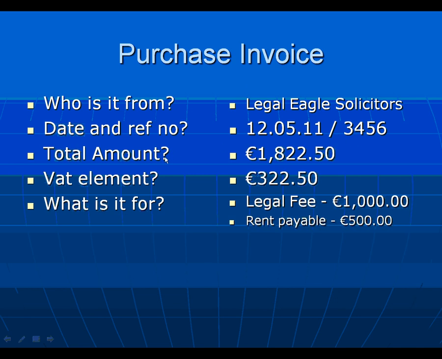We then establish the total amount of the bill or the purchase invoice, and we will arrive at a figure of 1822.50. What is the VAT element? In this case, the total VAT on the document is 322.50. And finally, what is the purchase invoice for? And we will go with the expense figures of legal fees of €1,000 and also a fee for rent, which is €500.